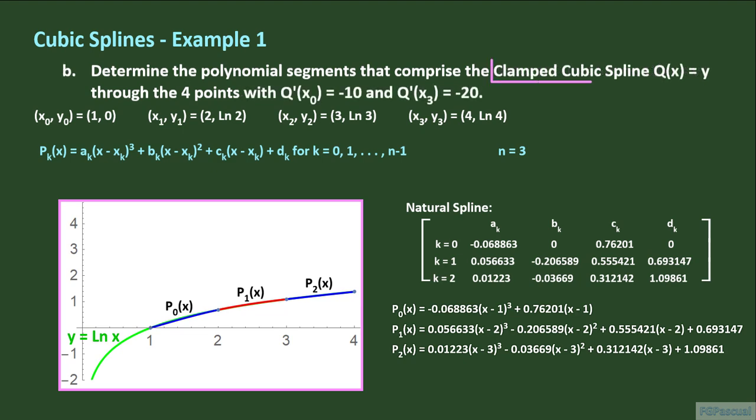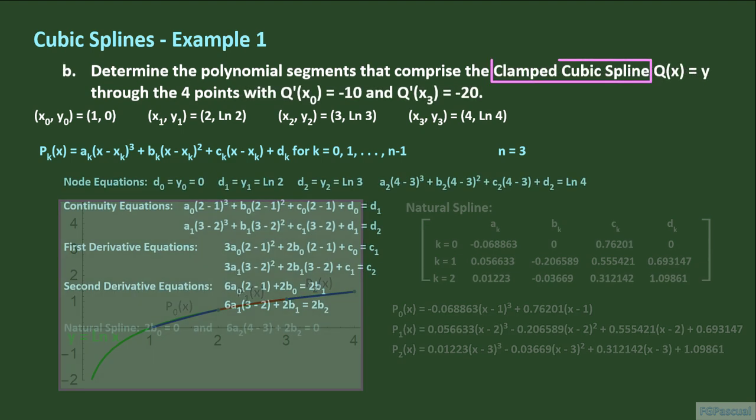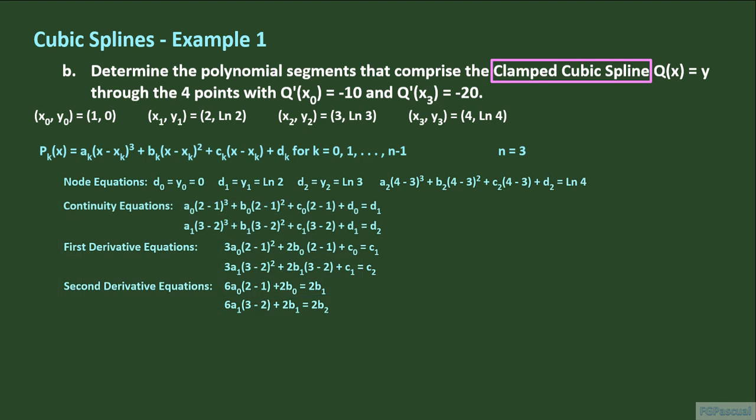Now we look for the clamp spline. For the clamp spline, the slopes at the left endpoint and the right endpoint are prescribed. At the leftmost endpoint, we prescribe the slope sub 0. And so p sub 0 prime of x sub 0 should be equal to slope sub 0. At the rightmost endpoint, we prescribe the slope sub n. And so p sub n minus 1 prime of x sub n equals slope sub n.